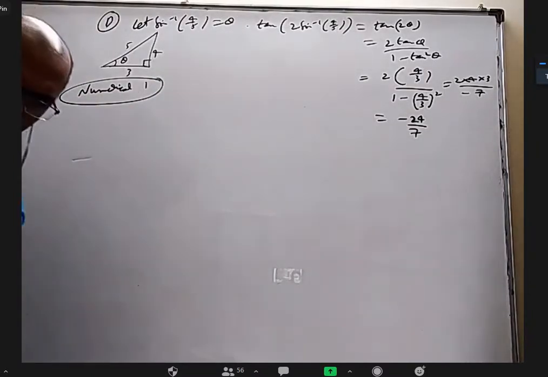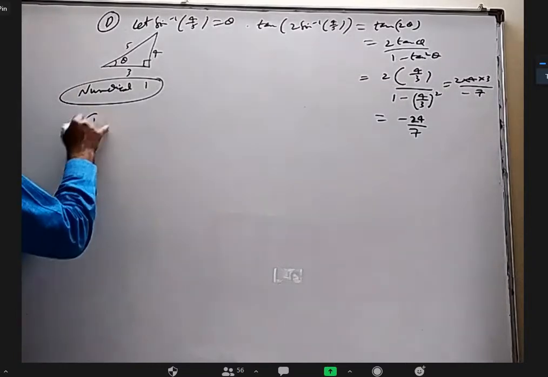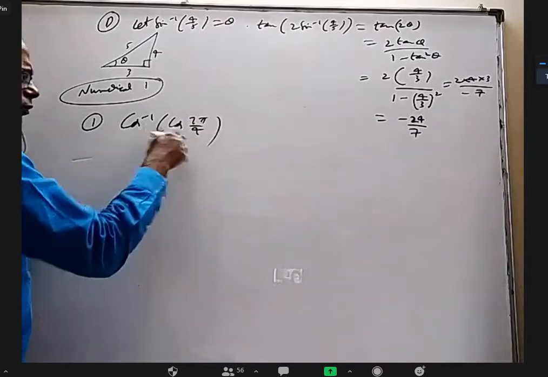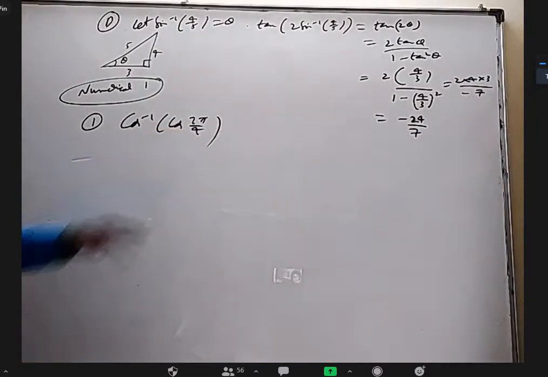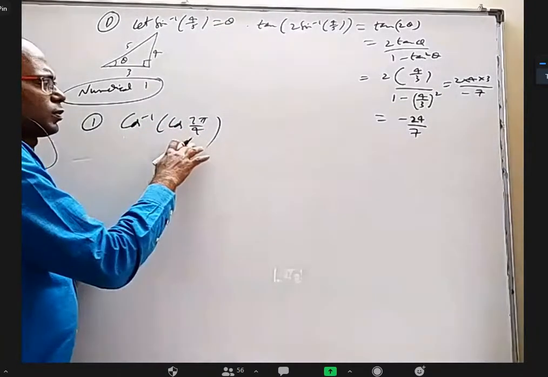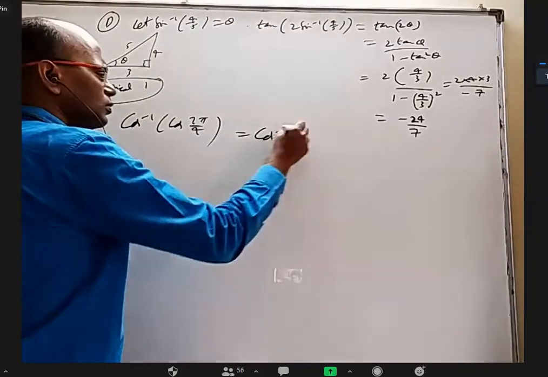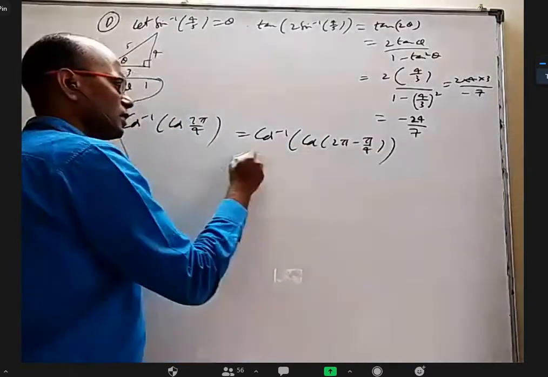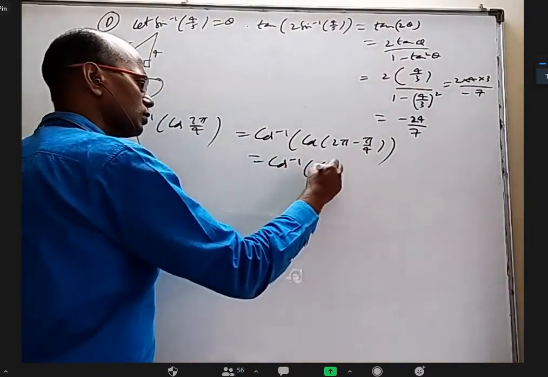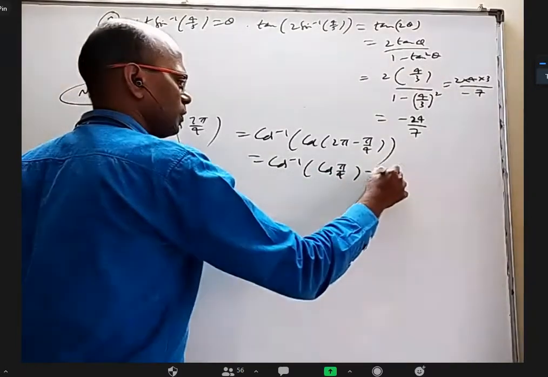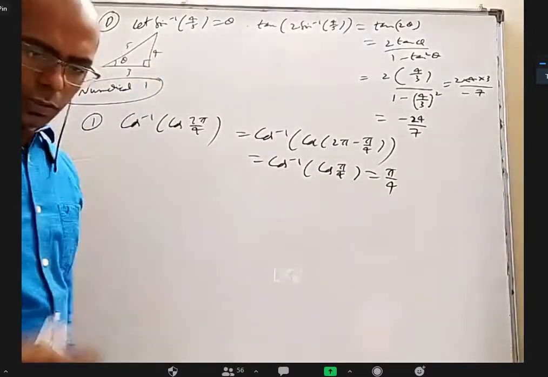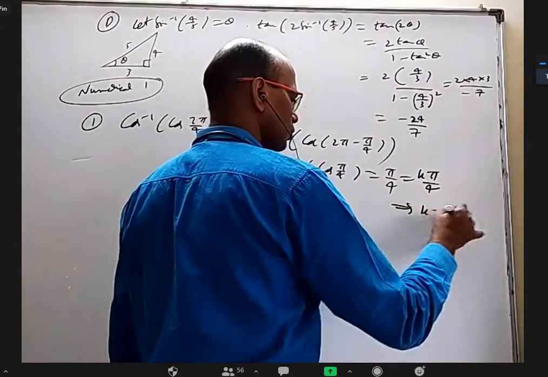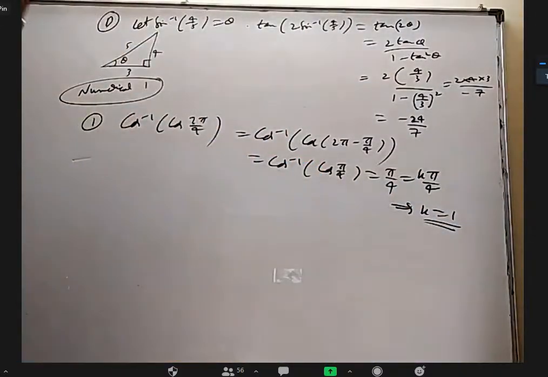Cos inverse cos 7 pi by 4. Okay, that's it. Very simple. We know it is not 7 pi by 4 because it's not within the principal values. It is very close to 2 pi, so I can write cos inverse cos of 2 pi minus pi by 4. Cos of 360 minus theta is cos theta, so it is cos pi by 4, so it is pi by 4 itself. When you equate that to k pi by 4, you'll get k equal to 1. That's all, nothing great.